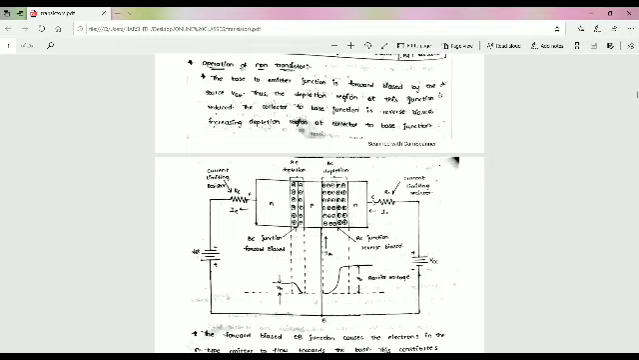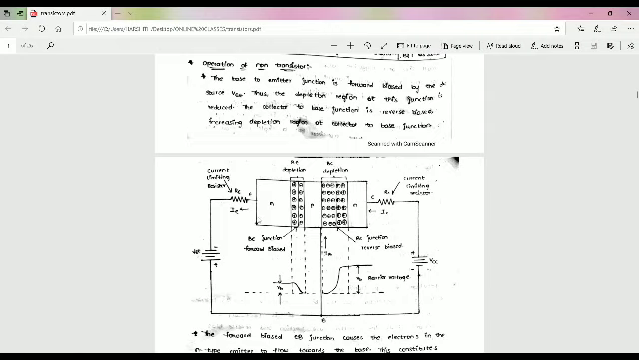This is the depletion region. This part is the depletion region in N and P, and in P and N. The base to emitter junction is forward biased by the DC source VEE. This is the forward biased.